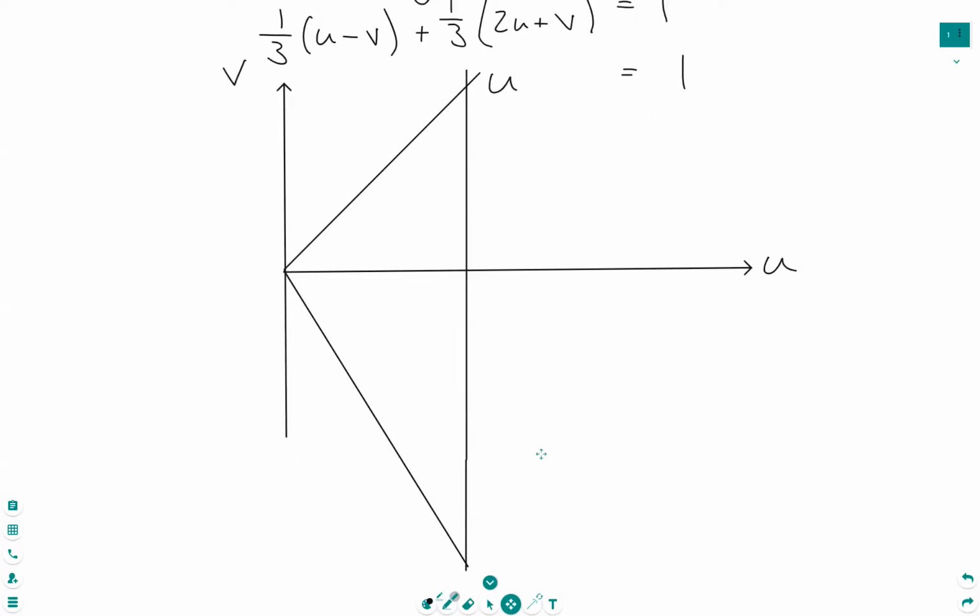So this looks like our new region, this triangle. So this is S. Here we have that u is equal to 1. Here we had that v was equal to u. And here we had that v was equal to negative 2u.